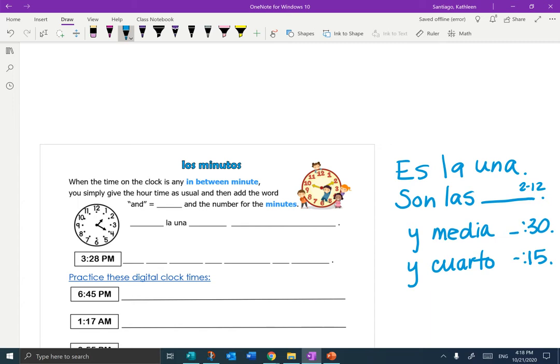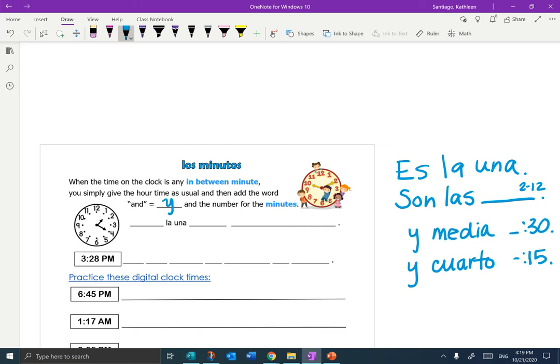So now let's take the notes. You've already watched the videos. So it says, when the time on the clock is any in-between minute, you simply give the hour, and then as usual, you have to add another word. The word is and. How do we say and in Spanish? Okay, so it is E. Remember, that's funny because we're writing Y, but we say it as E. And then the number for the minutes that you have additional.